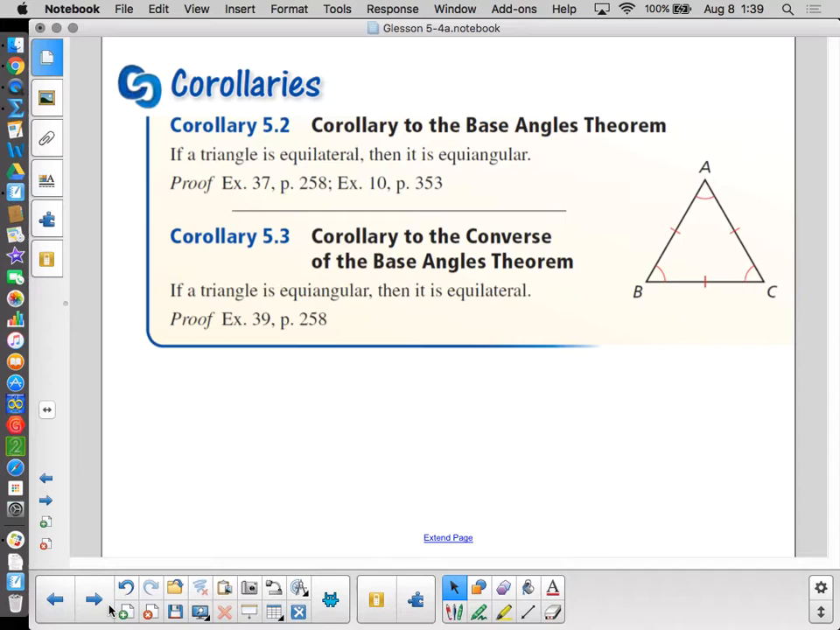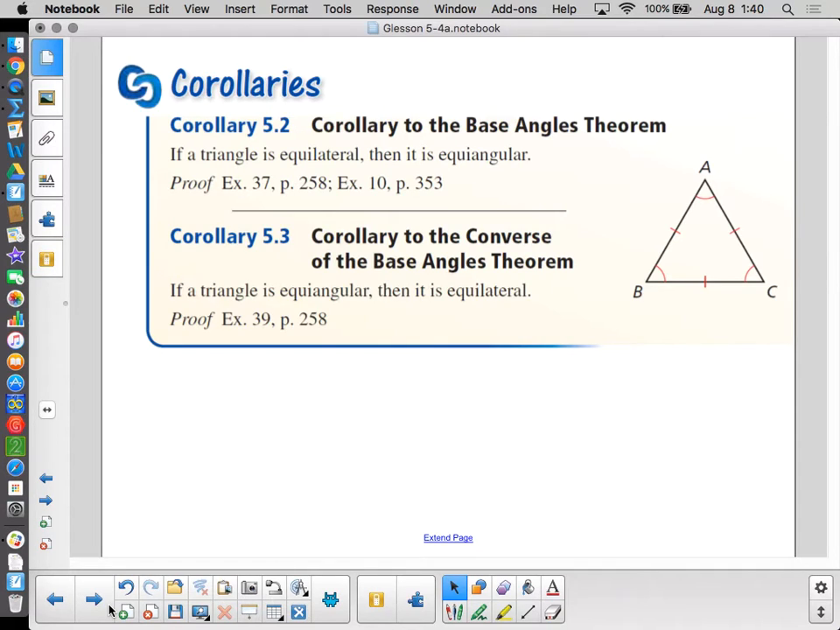Corollary to the base angles theorem says this: if all three sides are congruent, then all three angles are the same. And if all three angles are the same, then all three sides are the same. We already talked about this in the first lesson, where we said that equilateral triangles are automatically equiangular and vice versa. Congruent sides give us congruent angles when it comes to triangles. And if I have three congruent sides, I'm going to have three congruent angles.